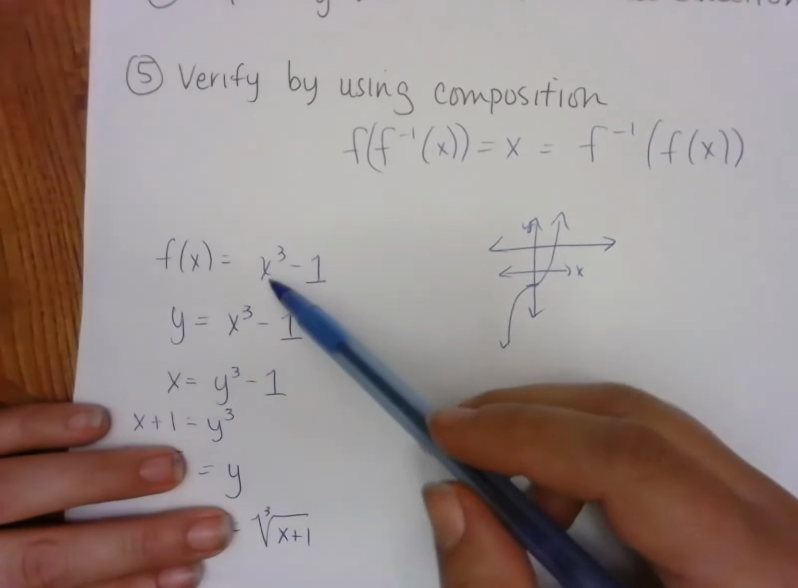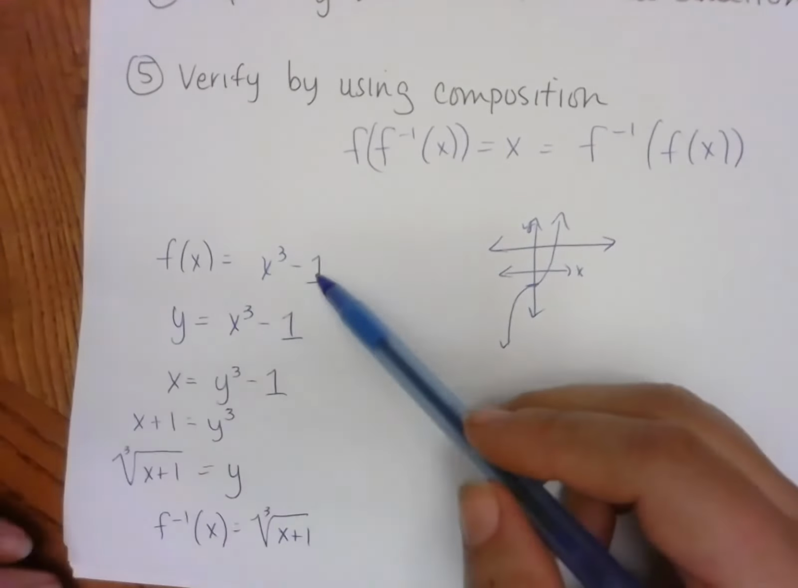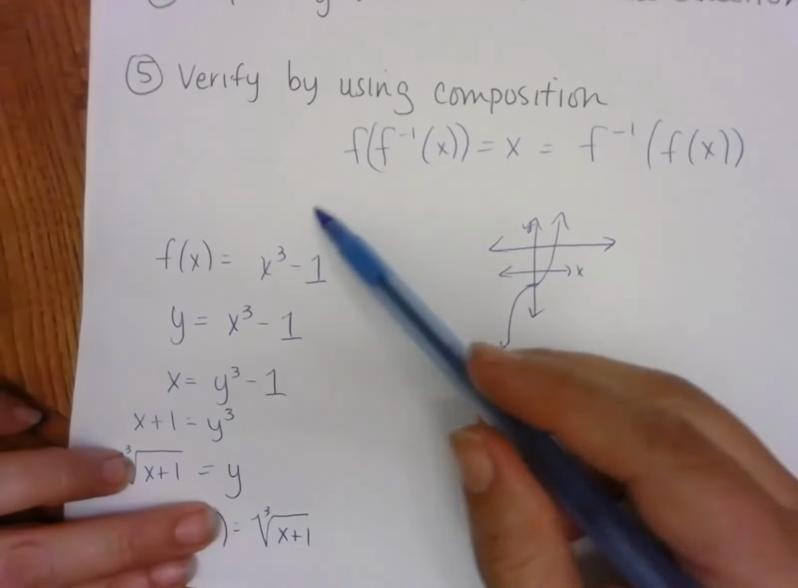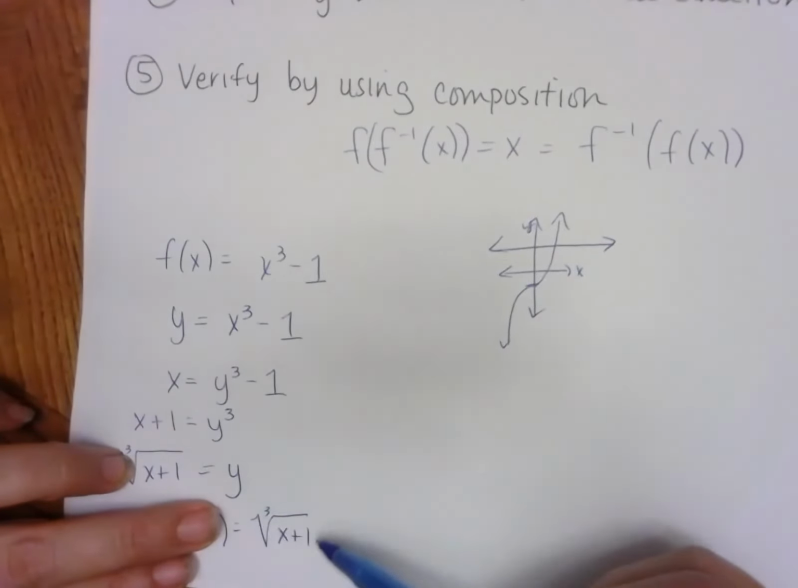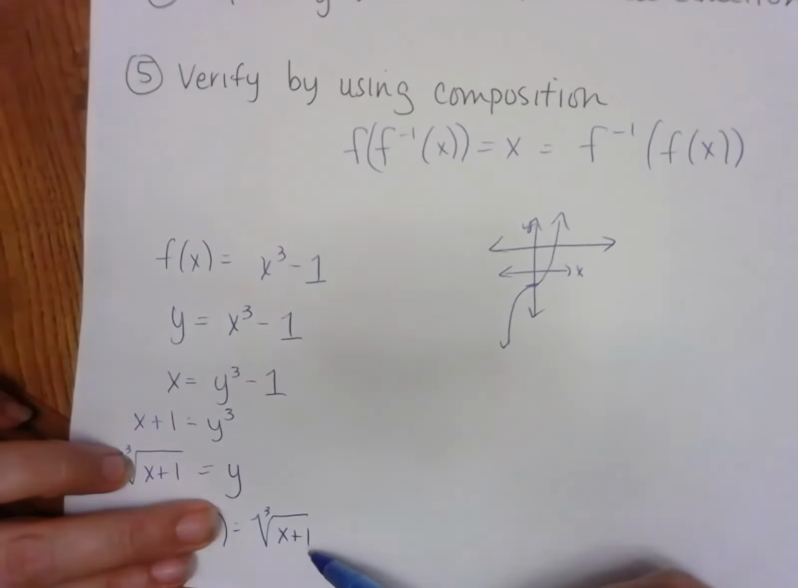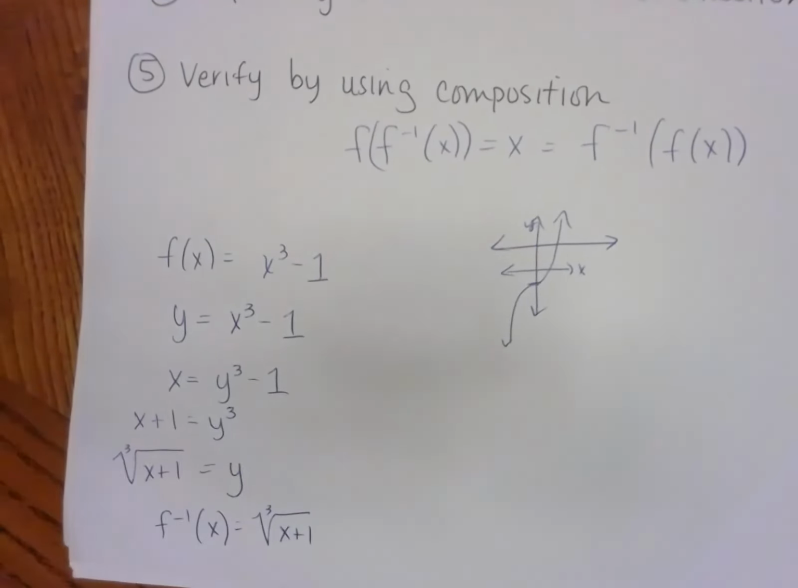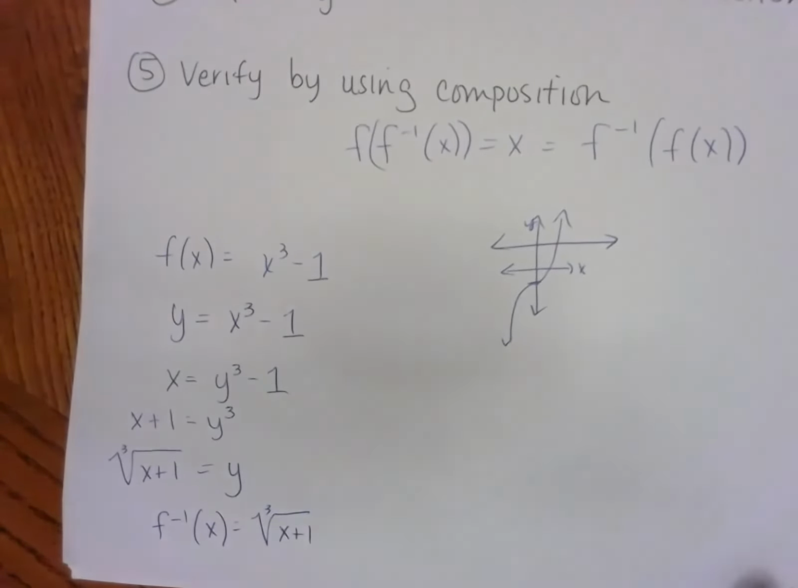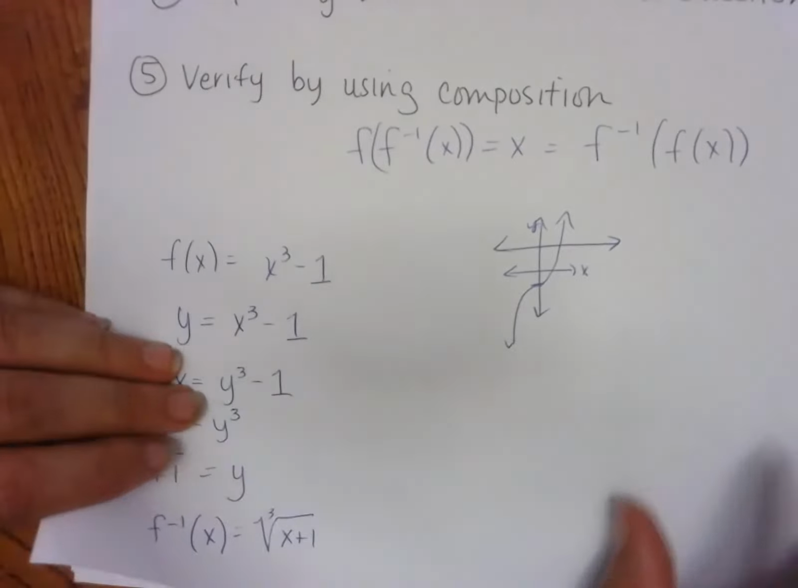So then if I take this and put it inside of f inverse, then I'm going to have the cube root of my new x, which becomes x cubed minus 1. So I get x cubed minus 1 plus 1, which is just x cubed. The cube root of x cubed then is x. So I've just quickly verified that I've done my algebra correctly. Okay, so this is f inverse of x.